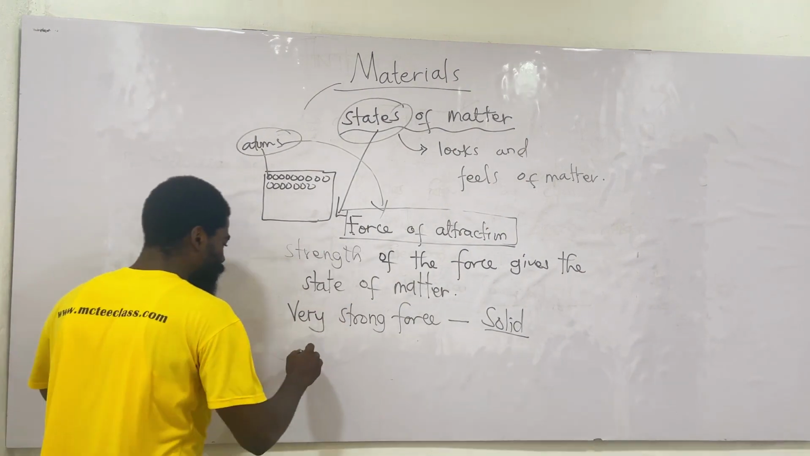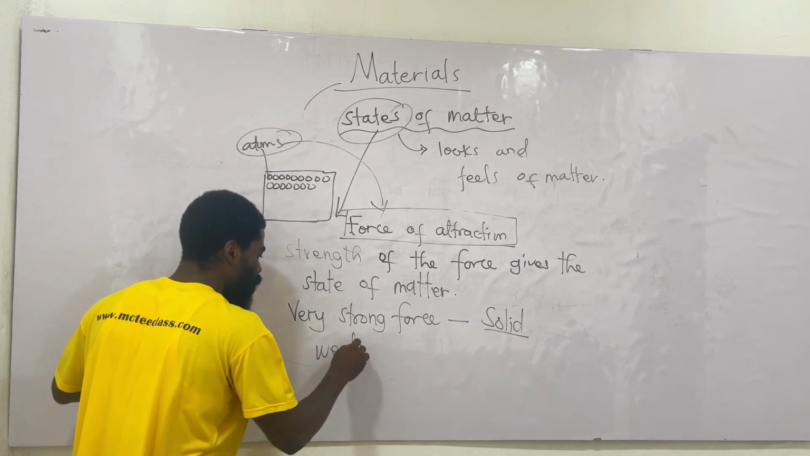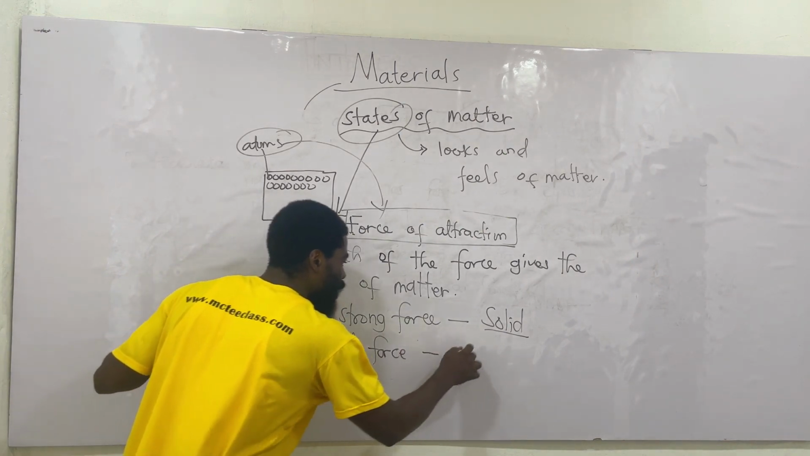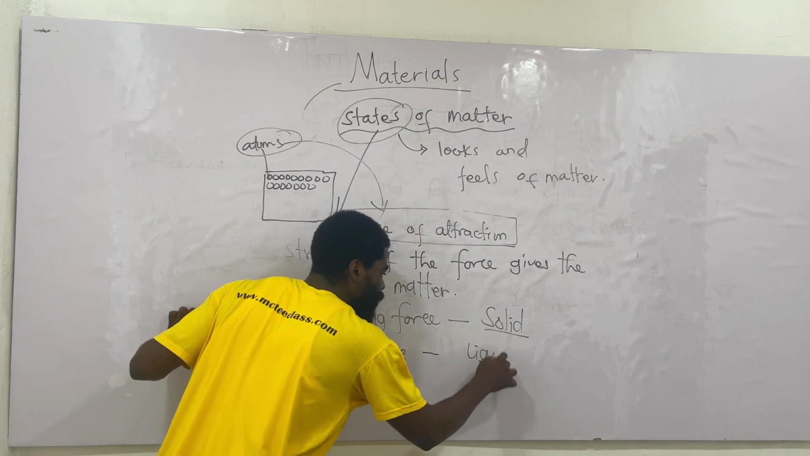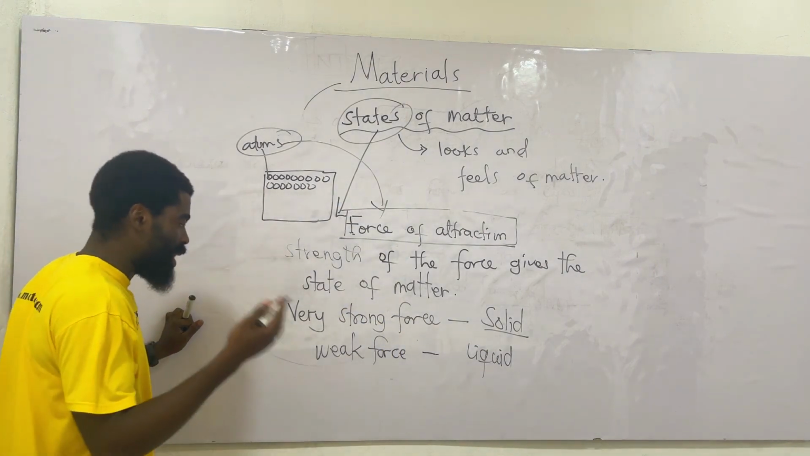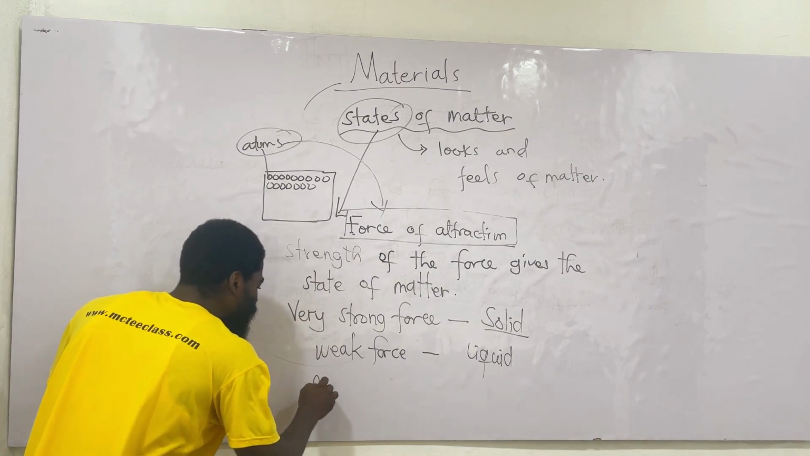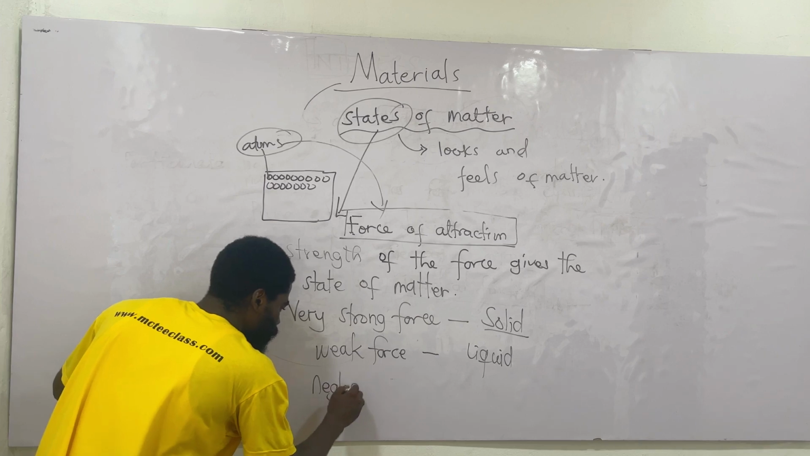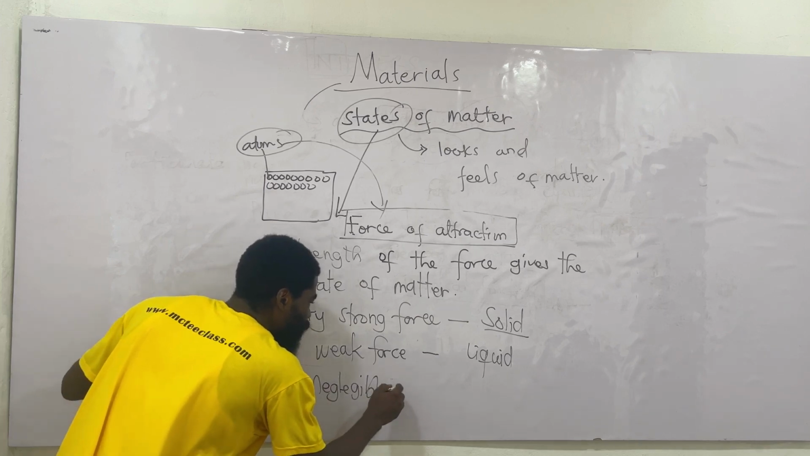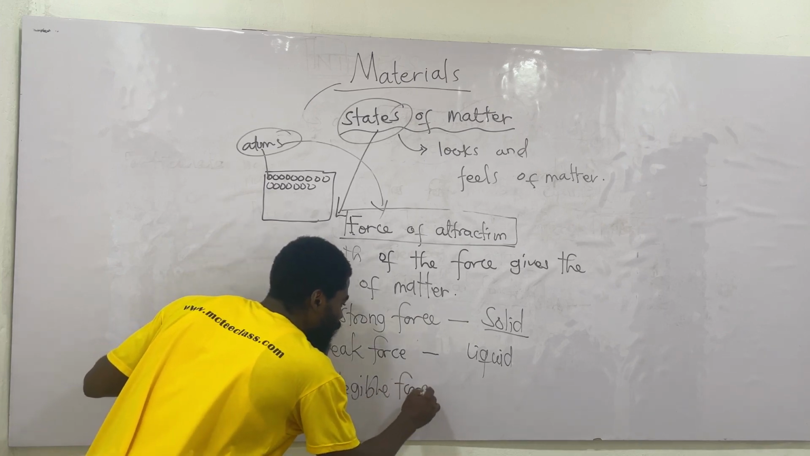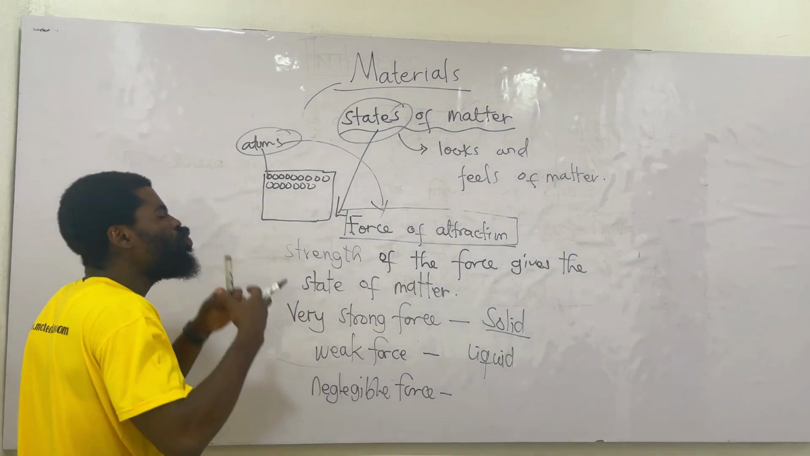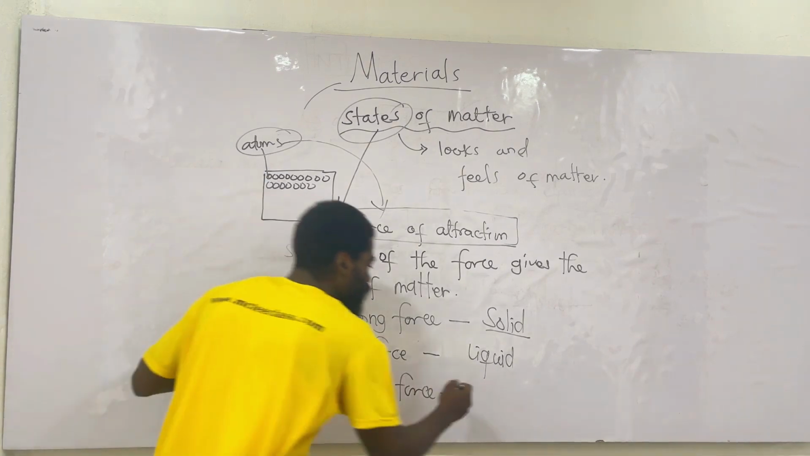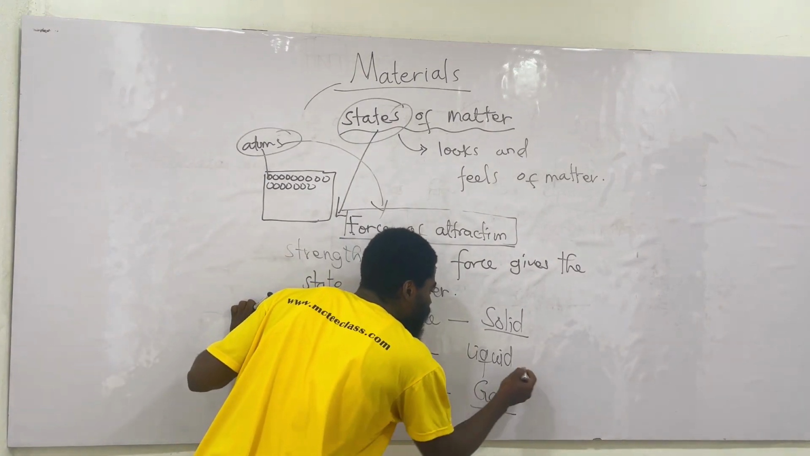When the force is weak, we get liquid. It's not water, it's liquid. Then if the force is negligible, so negligible force, when we say negligible, the force is so weak that we consider it not to be there, then we have gas. So these are the three states of matter.